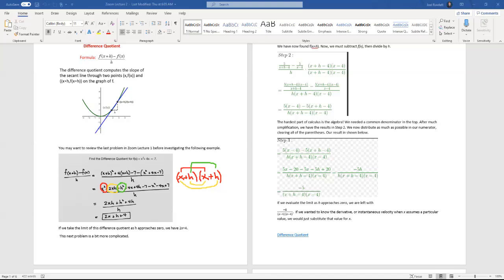So if you're lost at this step, you may want to go back and do a Google search or check YouTube videos for the FOIL method, and you should find some great review videos there.